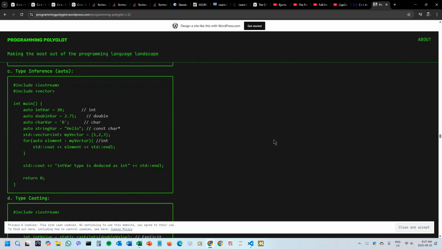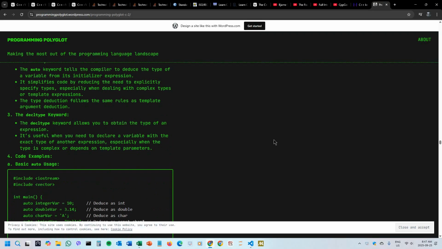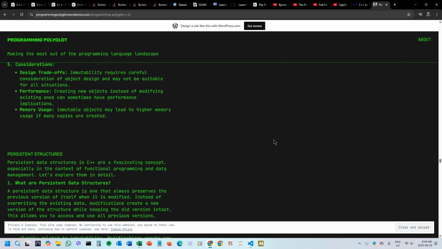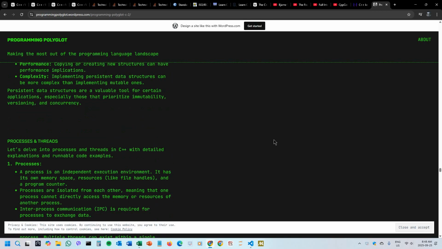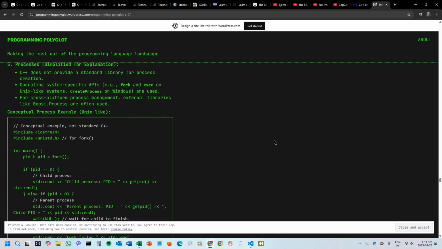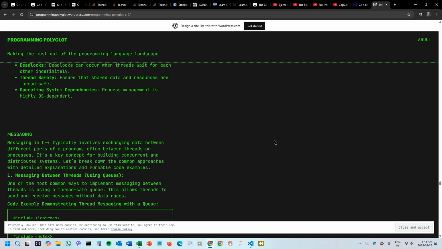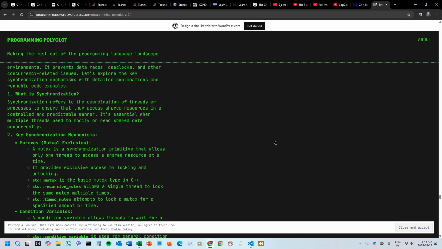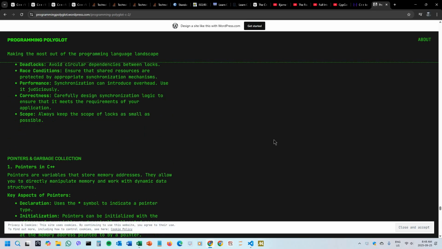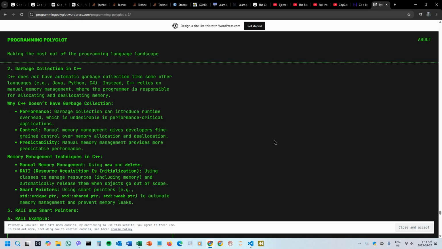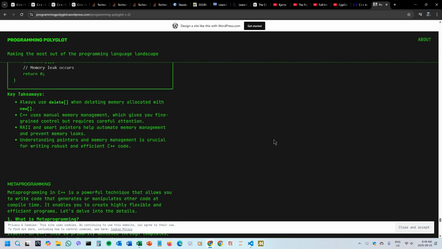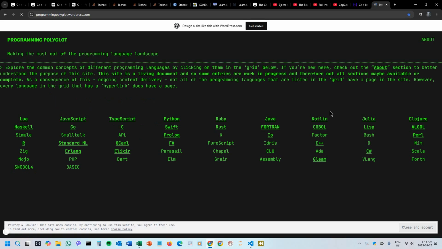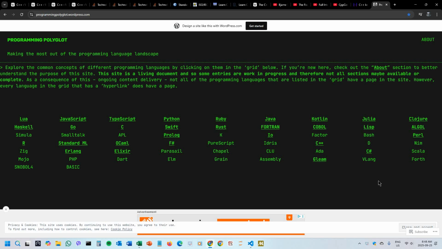Type systems, type inference, and those two obviously heavily interrelated. Immutability as well. Persistent structures, processes and threads. And again, we're getting down to the areas where in some languages you might get more or less depending on what language you're in. Messaging and how that manifests itself in the language. Synchronization with some code examples which have all been checked. Pointers and garbage, which you can use various techniques for. And then metaprogramming. And of course a lot of this is snapshots of those concepts.